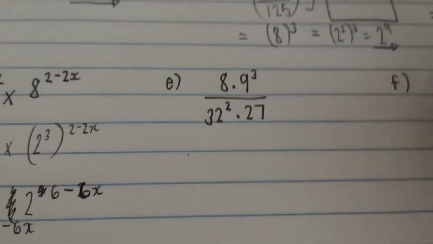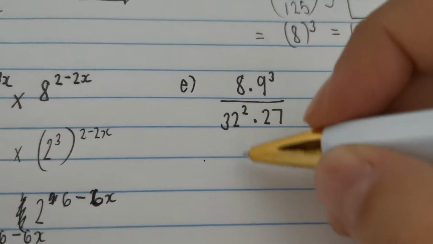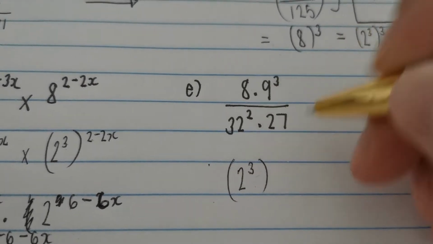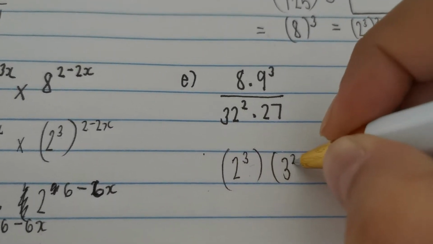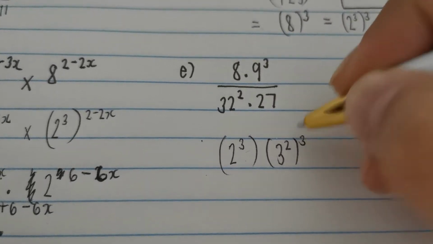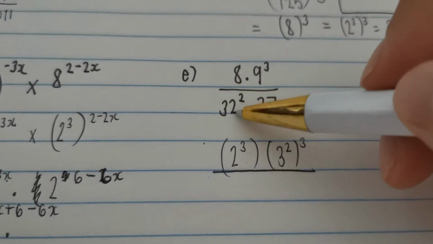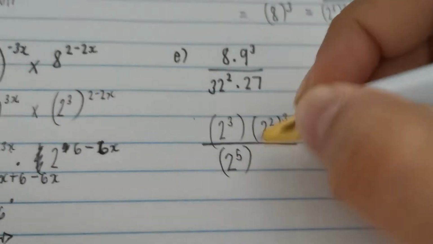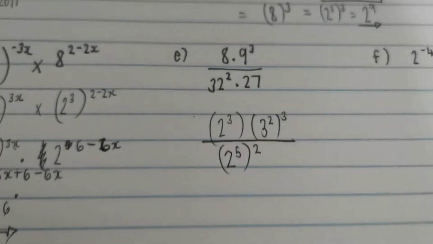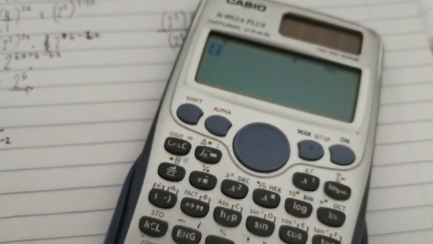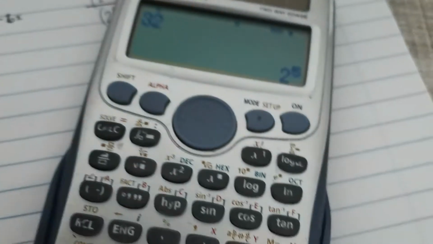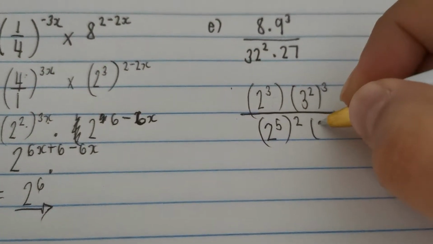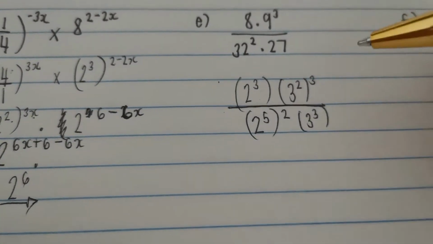Okay. This one over here, change the 8 to prime bases. So this is 2 to the power of 3. This to prime bases, 3 to the power of 2, and it has a power of 3 over 32 to prime bases is 2 to the power of 5, and then it's to the power of 2. I'm just going to remind you again, 32 equals 2 to the power of 5. That's how I got it, okay? And 27 is 3 to the power of 3, okay?